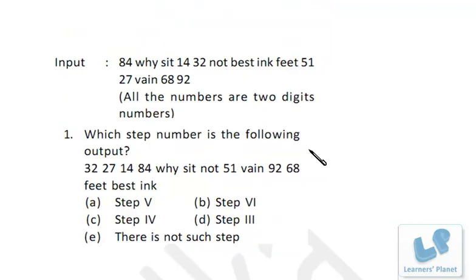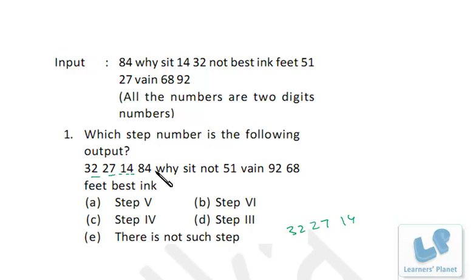So now the concept is very much clear. Now we have been given this input and we have to find which step number is the following output, right? So in the very first step, 14 is shifted to the first place. Then in the second step, 27 is shifted to the first place, that's 27, 14. Then in the third step, the third highest number, that's 32, is shifted to the first place. So we can see the series 32, 27, 14, right? After that the arrangement is wrong. That means only till 3 steps the numbers have been arranged, and we don't have any option for step 3, right? So obviously the option left with us is there is no such step.